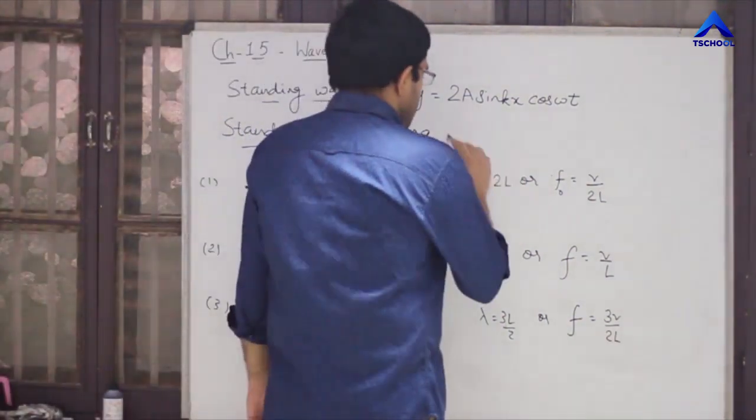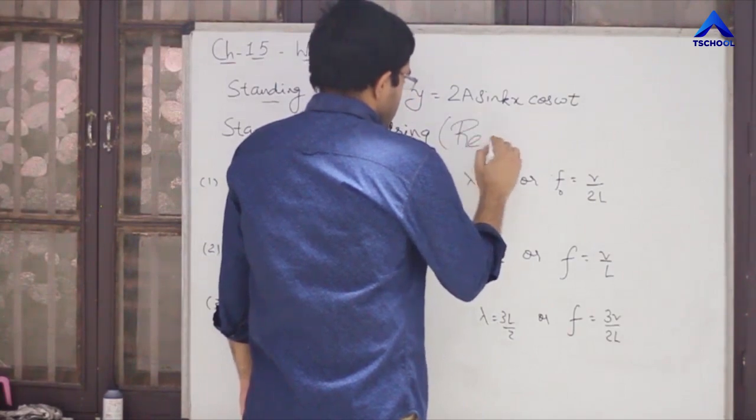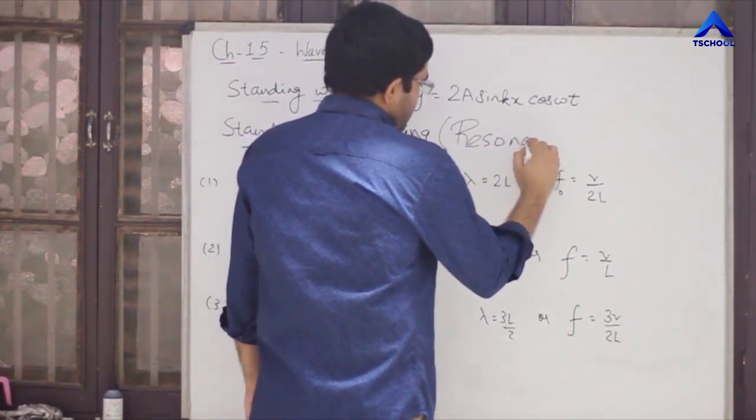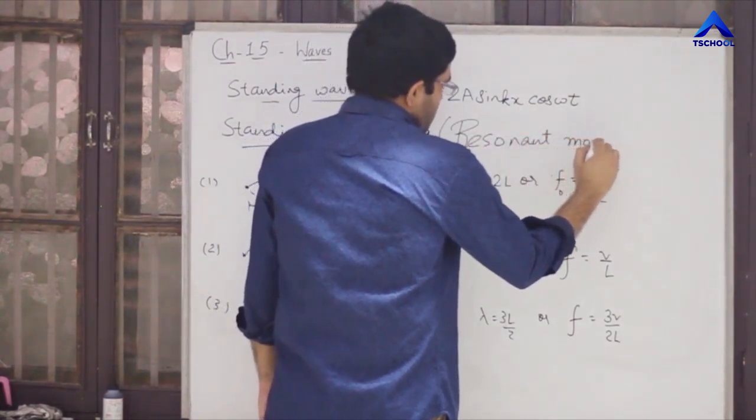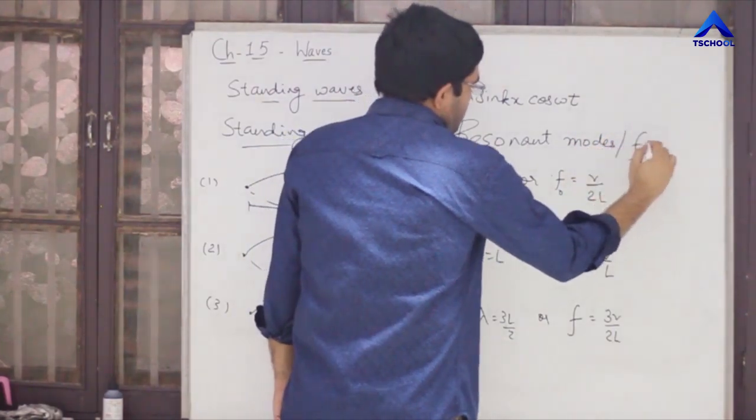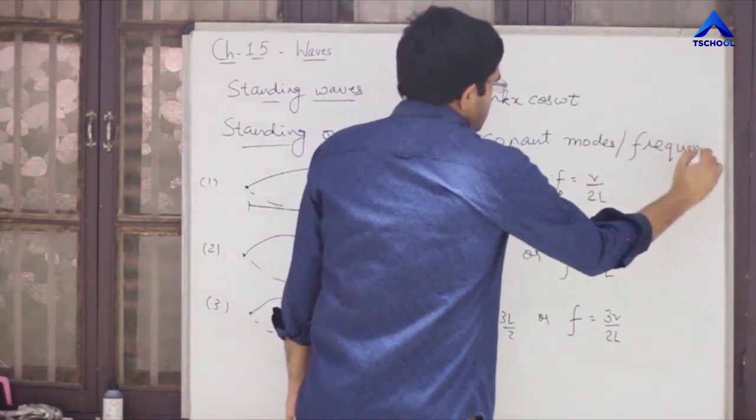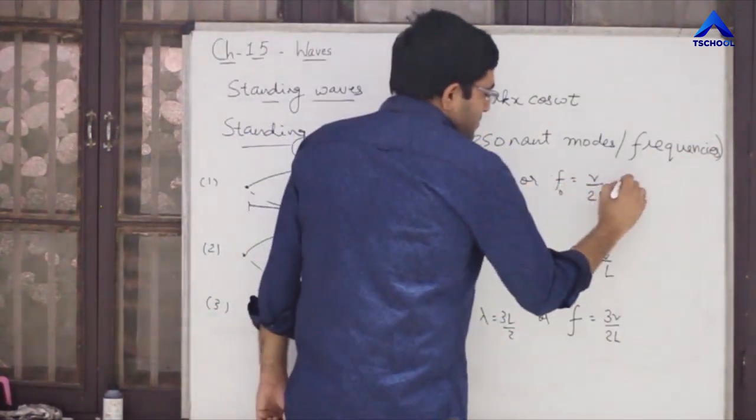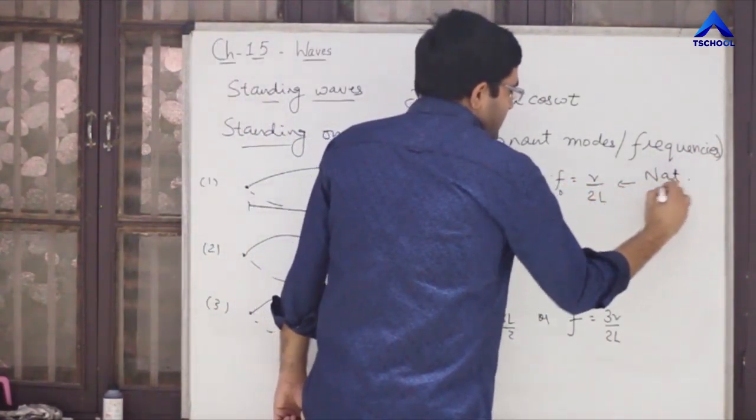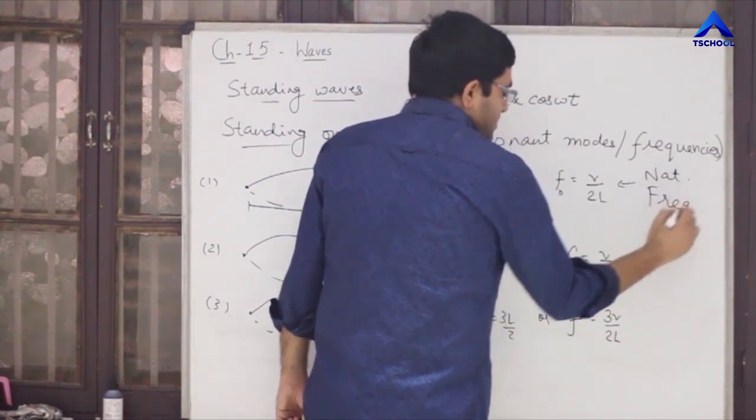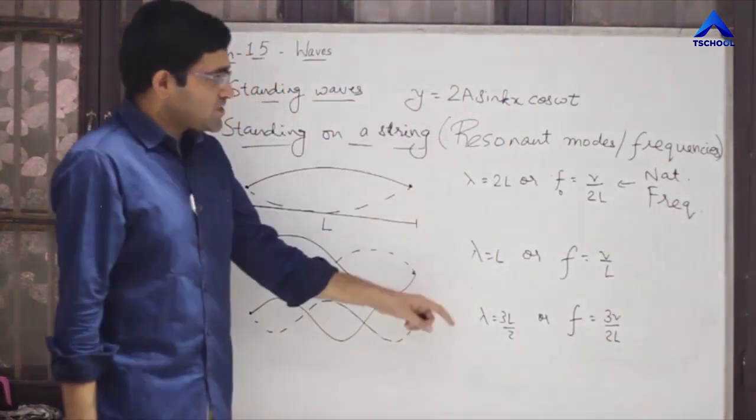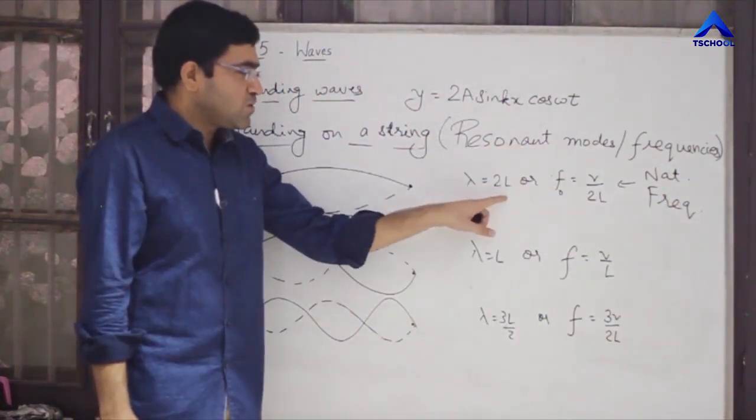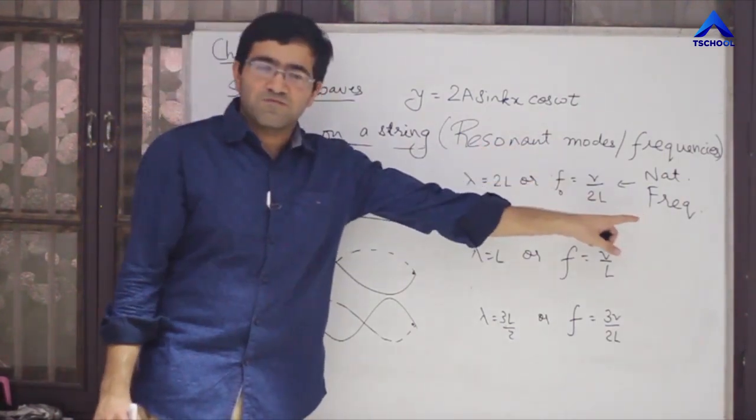So what we have is, we can actually create a list of these frequencies, and all of these frequencies are collectively called the resonant modes or resonant frequencies. So this is the lowest one, which is obviously called the natural frequency of this string. Remember, all of these are resonant frequencies. The lowest resonant frequency is the natural frequency.